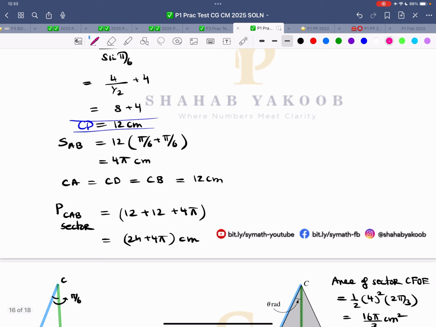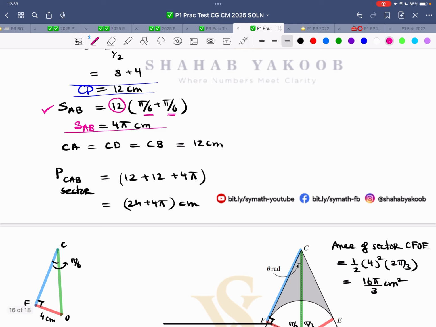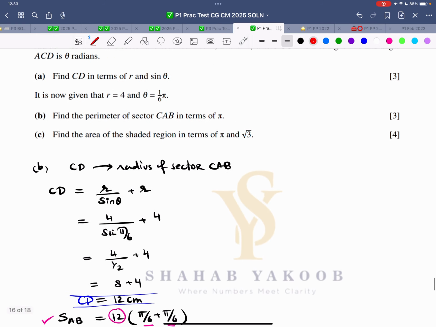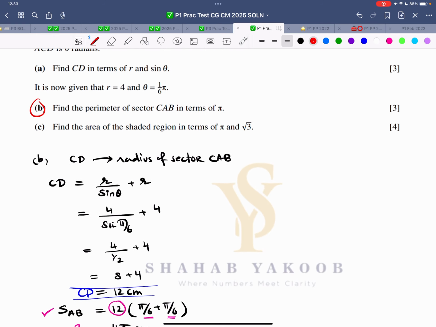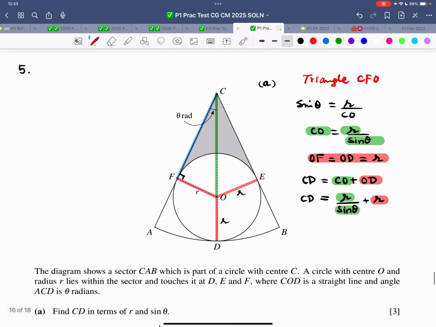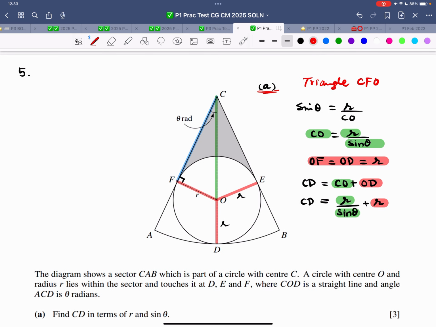The next thing, the arc length AB, that is 12 into pi by 6 plus pi by 6, 12 into pi by 3, that comes out to be 4 pi centimeter. That is arc length AB. So now this is arc length AB, that is 4 pi, and there are 2 radii for that sector, which is 12 plus 12, and the final answer is this much, that is 24 plus 4 pi. So without even touching the calculator, you are getting the answer for part B. So part B is done and dusted, and this was part A.